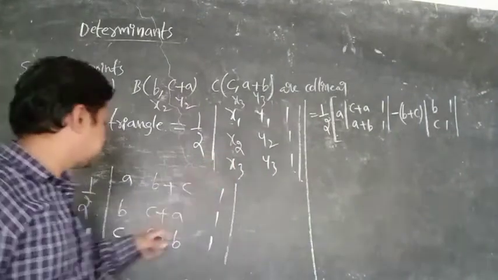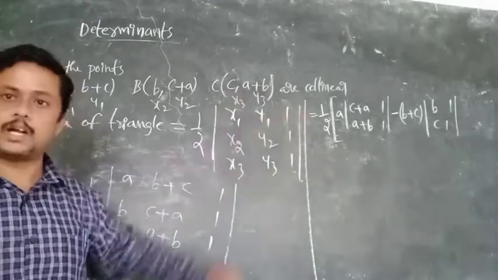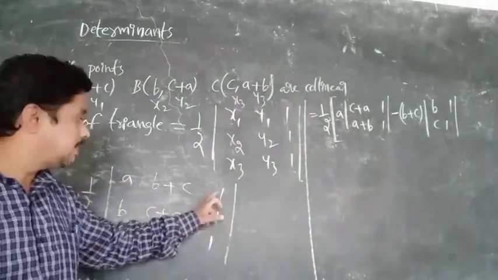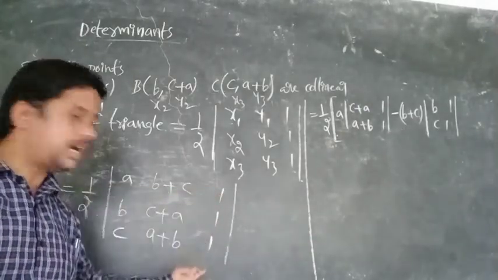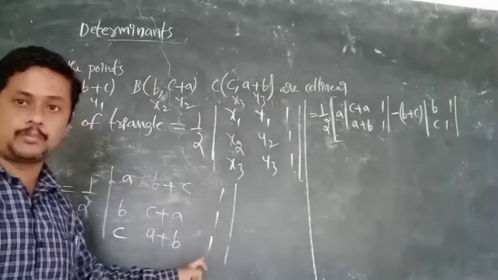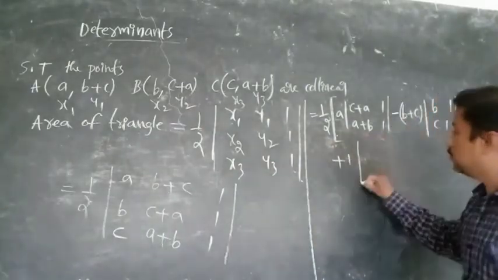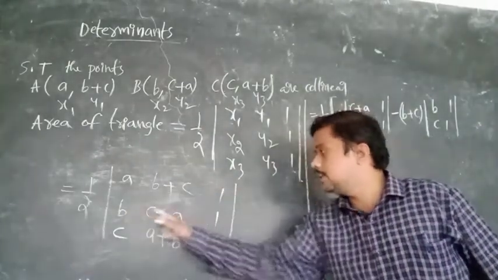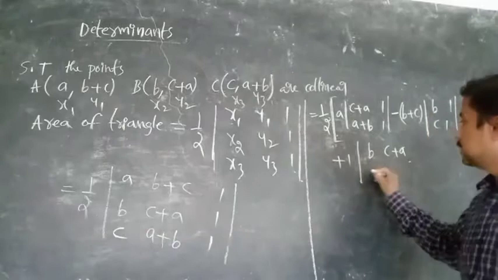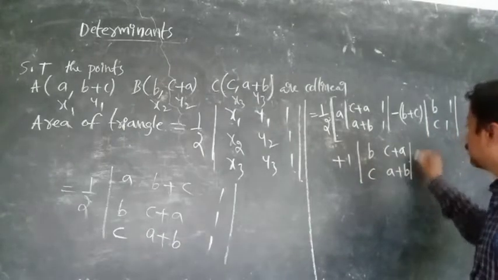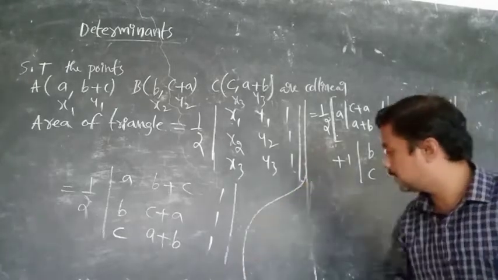See this one, B plus C. Eliminate this row and this column. B, C, 1. Understood or not? Next, what is that? Third one, 1. So 1 lies where? First row, third column. So eliminate the first row and third column. Okay. And the remaining should be considered: 1 into, plus 1 into, BC plus A, CA plus B. Like that you have to simplify. Okay. So you have to calculate the answer.